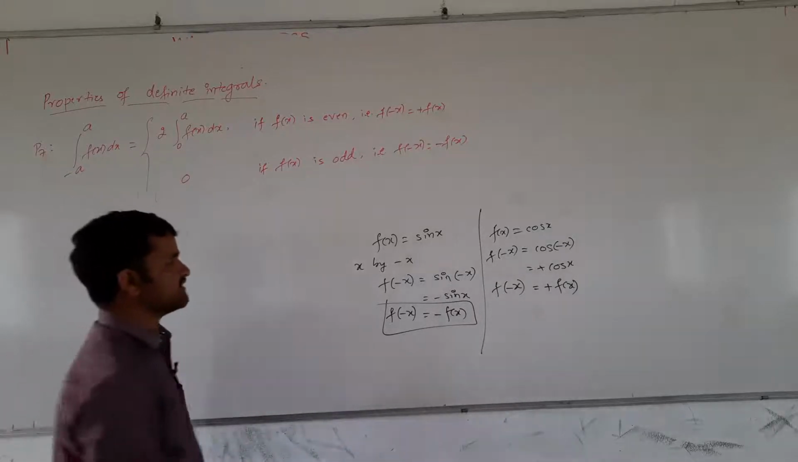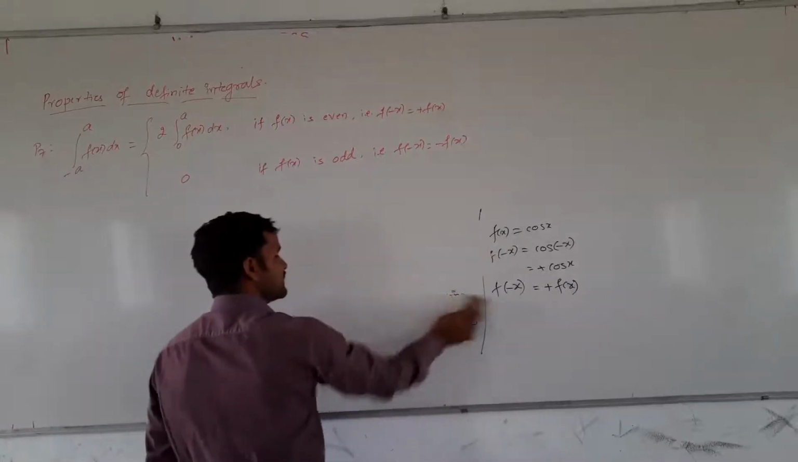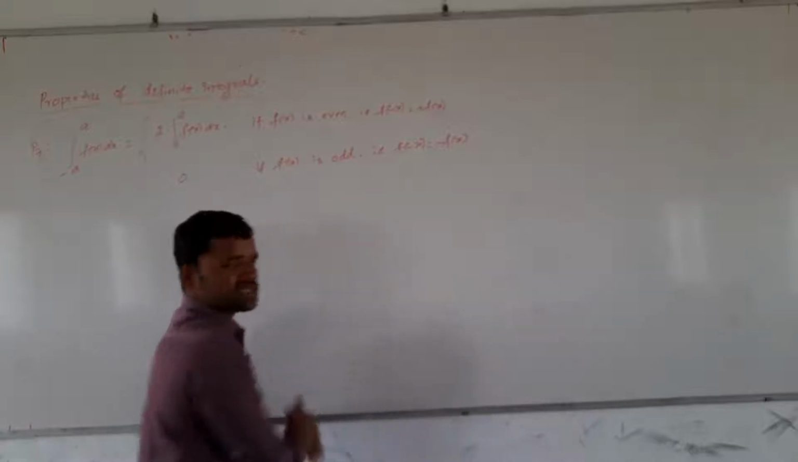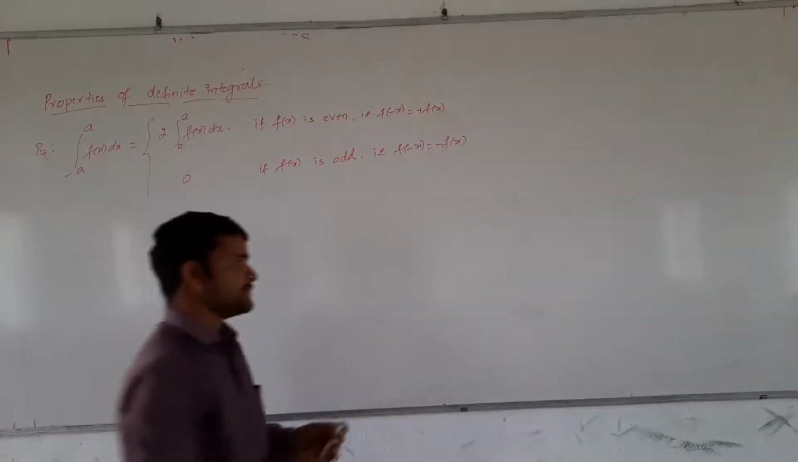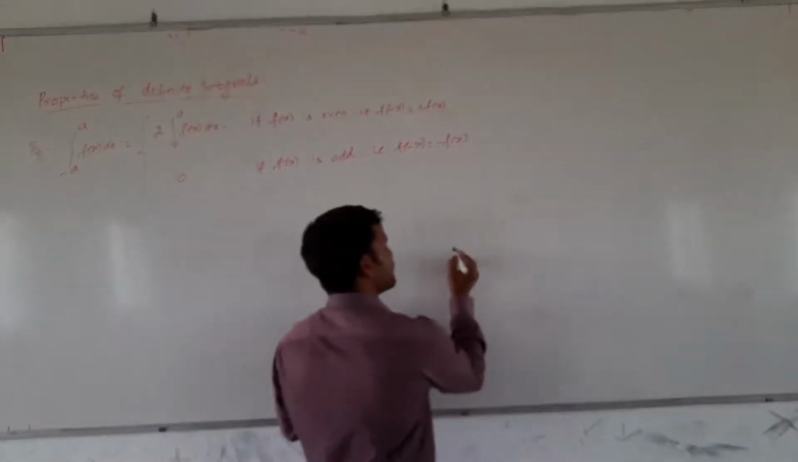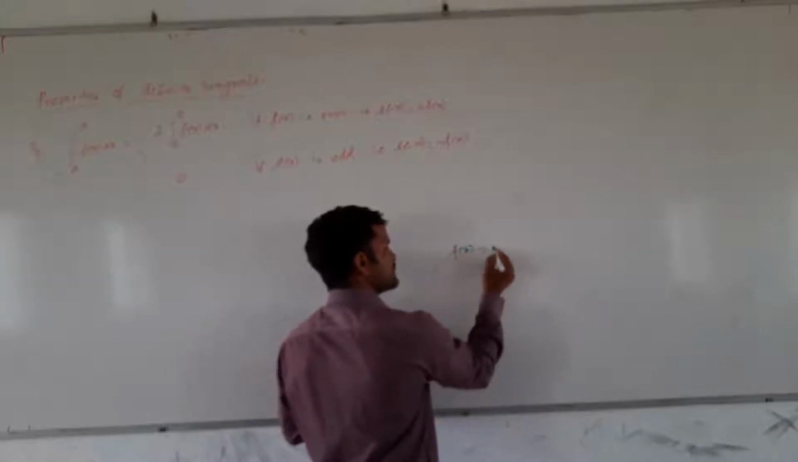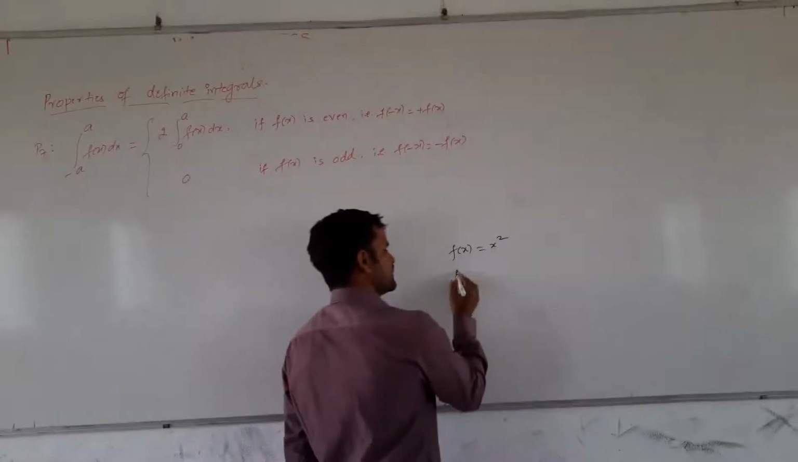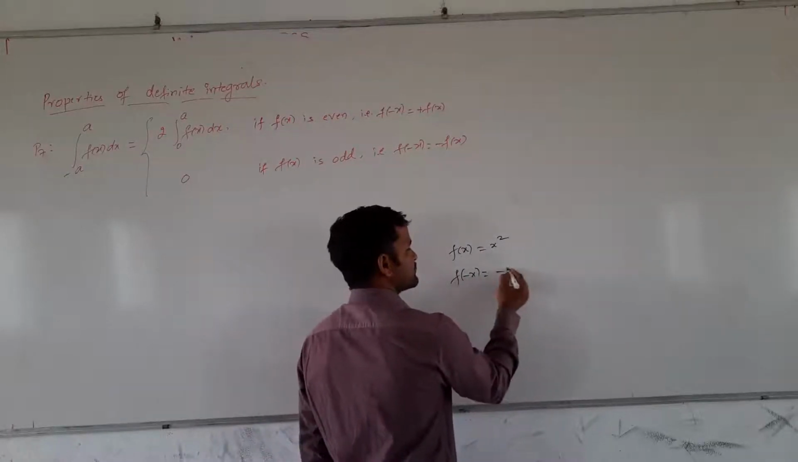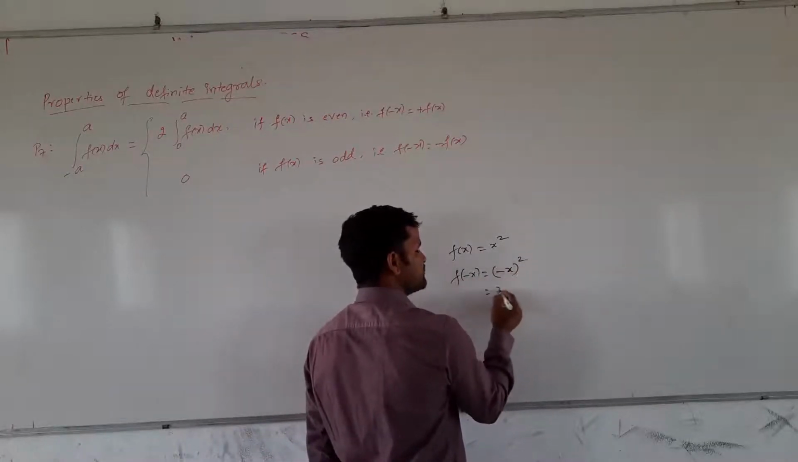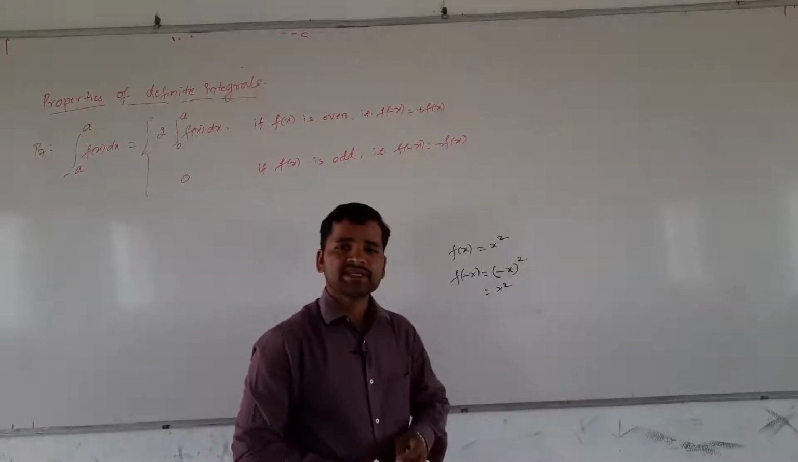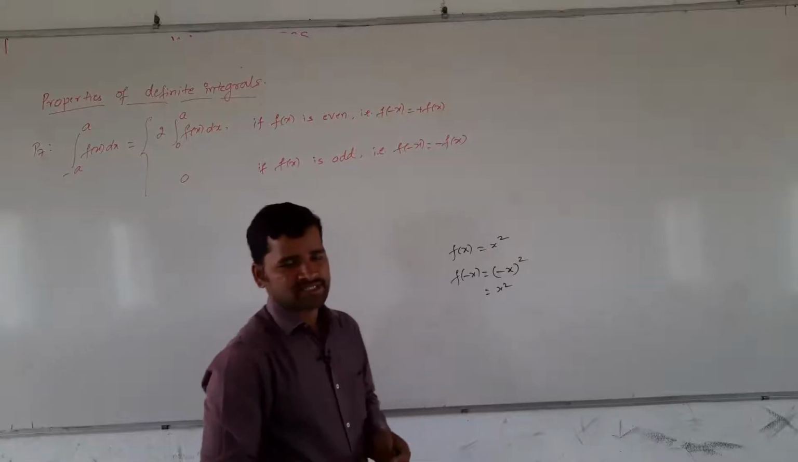Now, coming to its derivation. Not only the trigonometric functions, we can consider algebraic functions also. See, let me take one more example to explain odd function and even function. Suppose I have f of x is equal to x square. What happens here? f of minus x is equal to minus x whole square. This becomes plus x square, means plus f of x. So, x square is an even function.